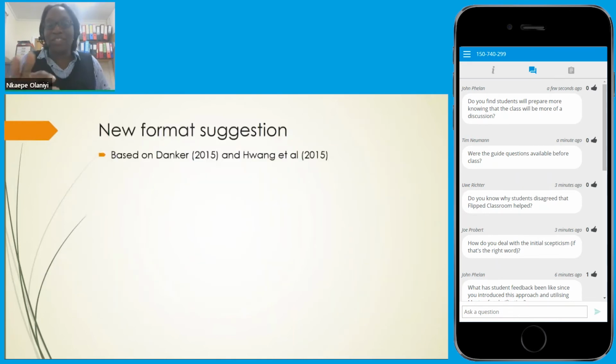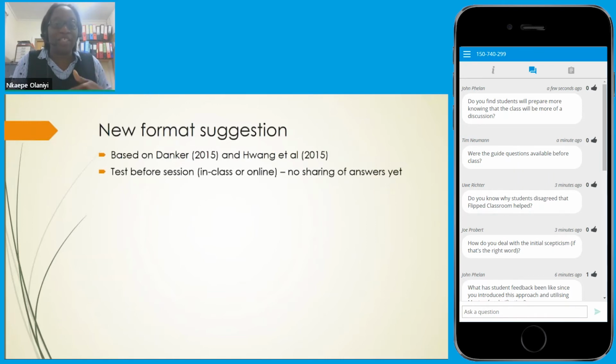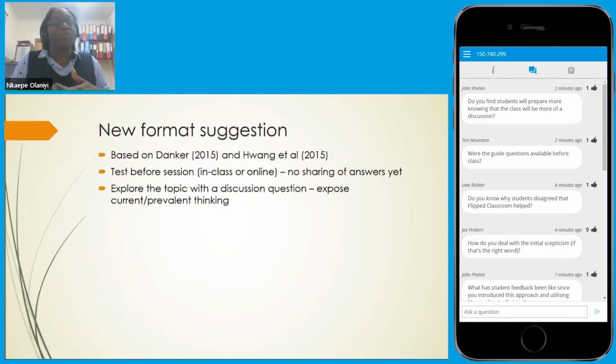So I do want to suggest a new format just to enhance it, and it's based on, again, some research I've seen and my own experience. So I would have a test before the session, in that introductory session, where we would have no showing of the answers, either in class or online, either way. But in that introductory session, it'd be an exploration of a topic using a question that they could actually discuss and just expose any current or prevalent thinking, just so that they're a bit more open to what the intuition is and what's maybe the wrong ideas actually, or even if they have the right ideas, why is it?